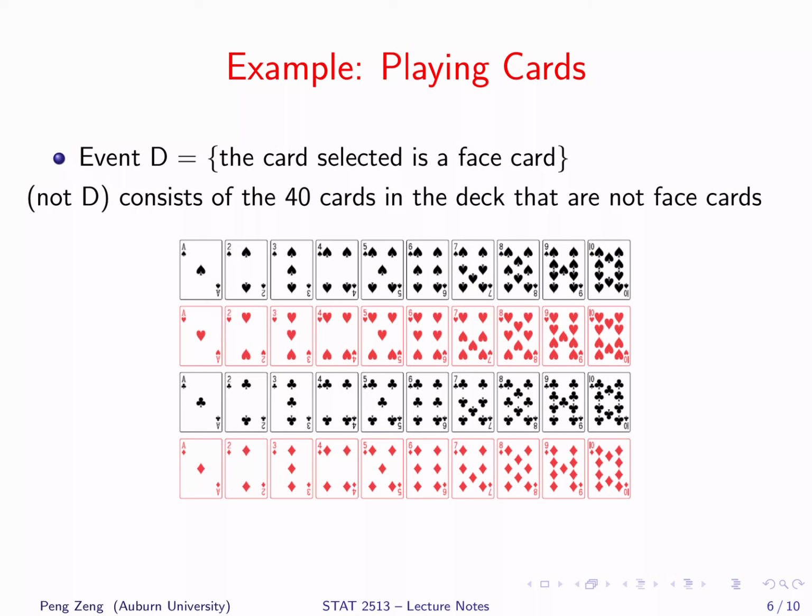Let event D be the card selected is a face card. What is the event not D? According to the definition, not D should contain all cards not in D, or all non-face cards. A non-face card means the value from 1 to 10. Each suit has 10 non-face cards, and in total, event not D contains 40 cards.